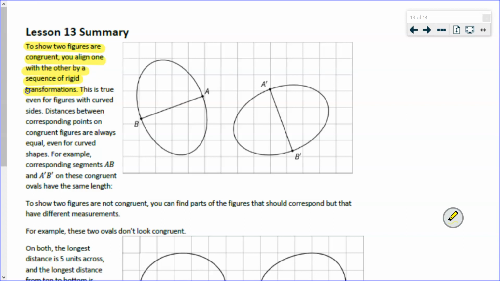We've said that multiple times, almost every single lesson we're continuing to hit on that. If we want to show congruence, we have to do it through rigid transformations. It's true even for figures with curved sides. Distances between corresponding points on congruent figures are always equal, even for curved shapes. And it's just saying, for example, we have this distance AB is the same distance as A prime B prime. Trace it on your tracing paper. It's just been rotated.